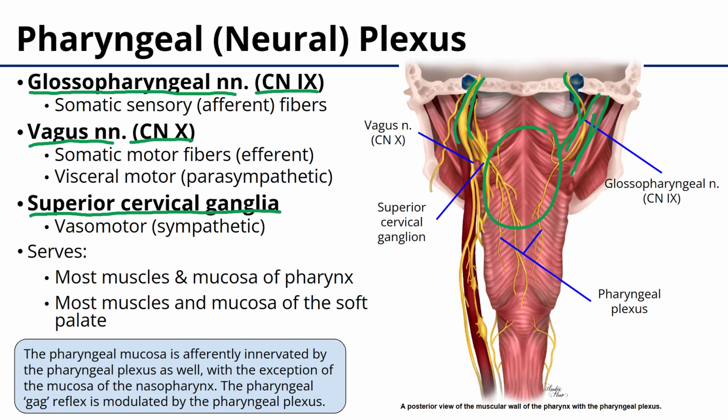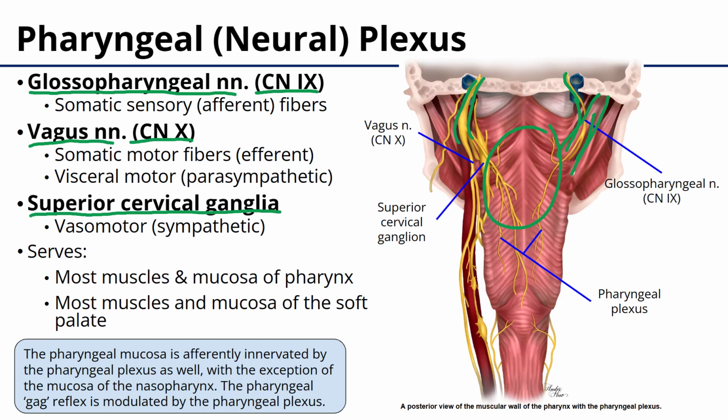Now, the superior cervical ganglia will send fibers to the pharyngeal plexus, and these are going to be vasomotor. So they are going to be the sympathetic fibers to any of the smooth muscle of the vasculature of the pharynx. And when they are excited, they will cause the smooth muscle of the vasculature to constrict so as to limit the blood flow. So this pharyngeal neural plexus will serve most of the muscles of the pharynx, as well as the soft palate, as well as the mucosa of the pharynx as well.